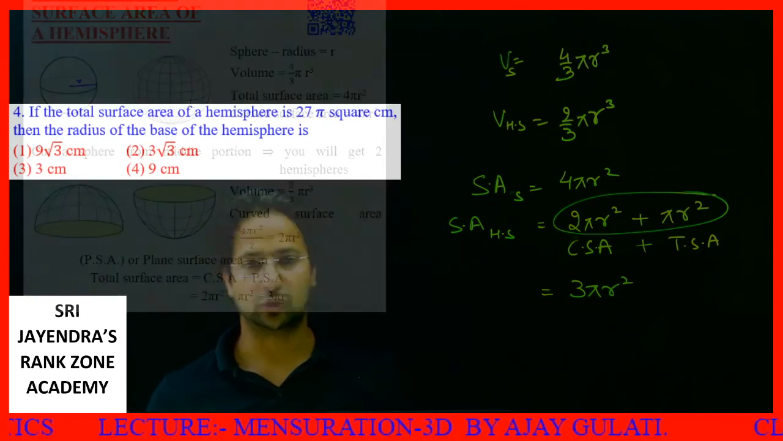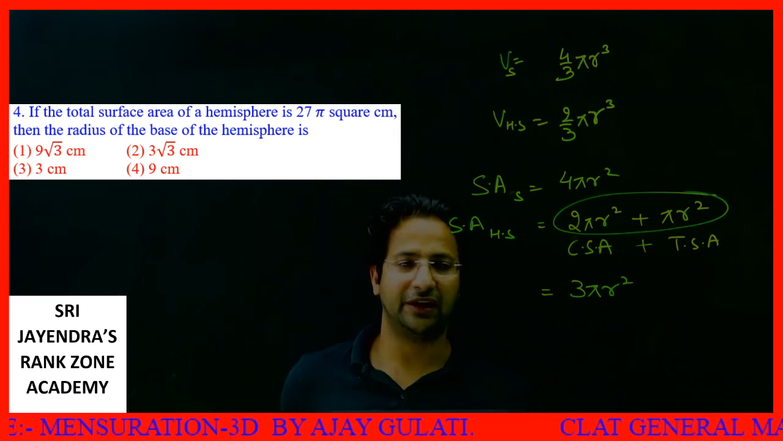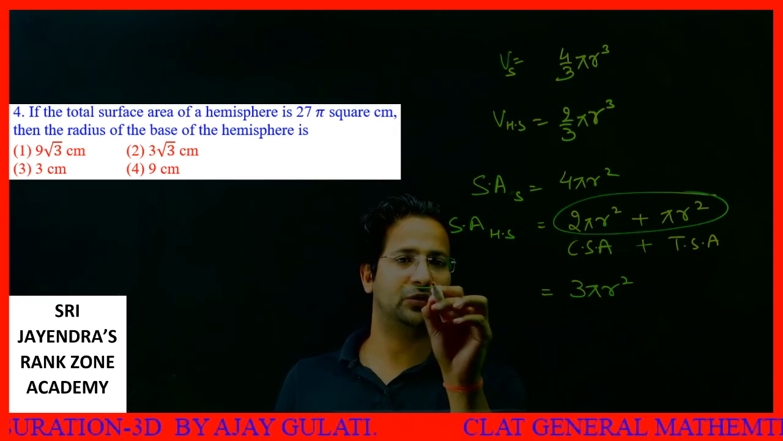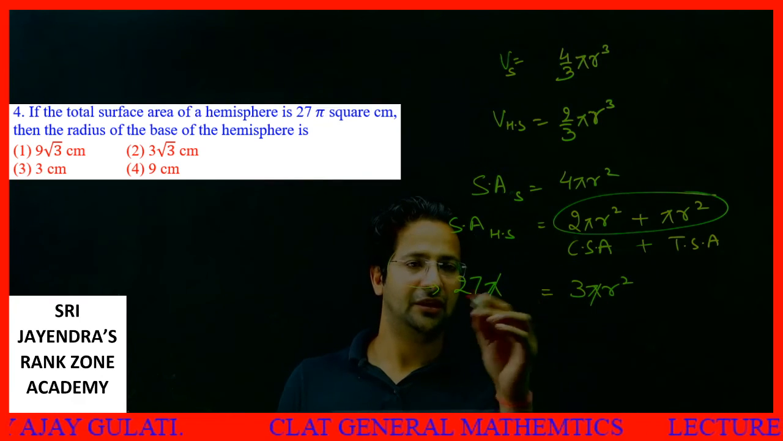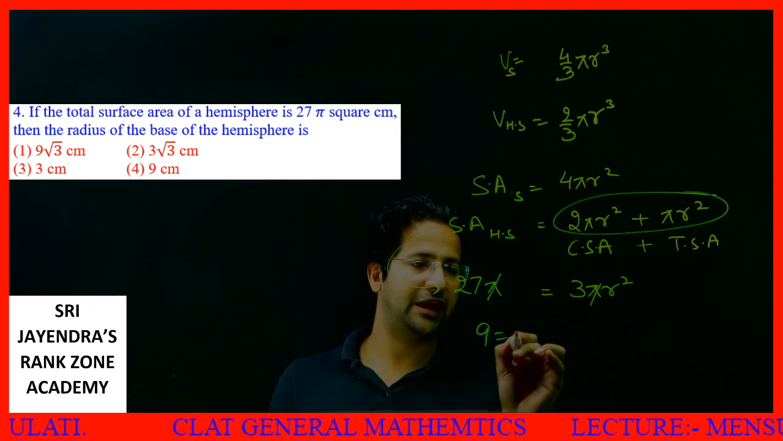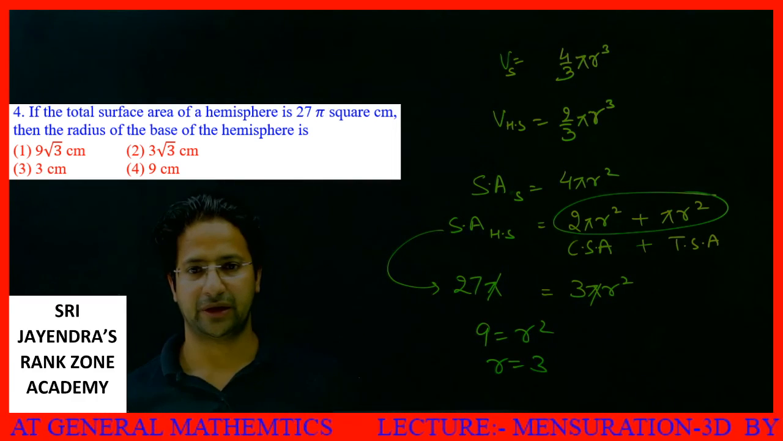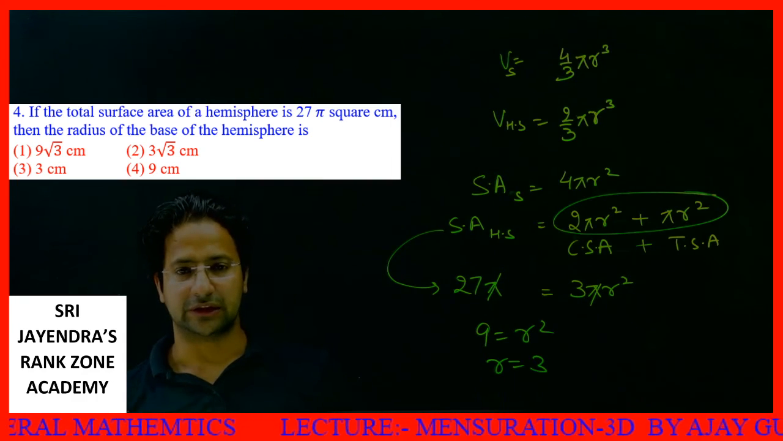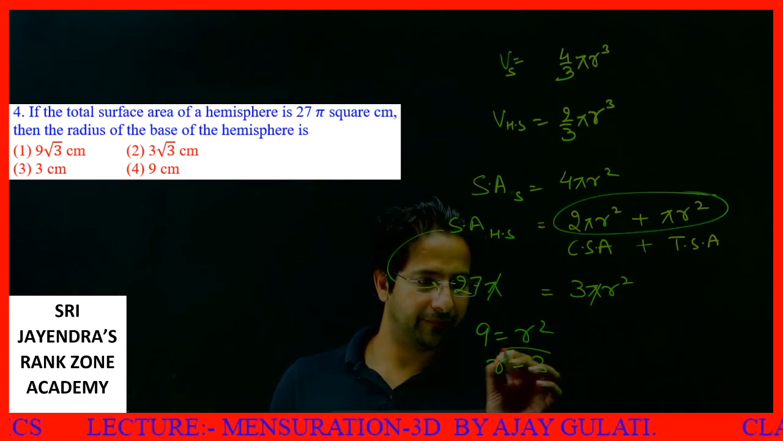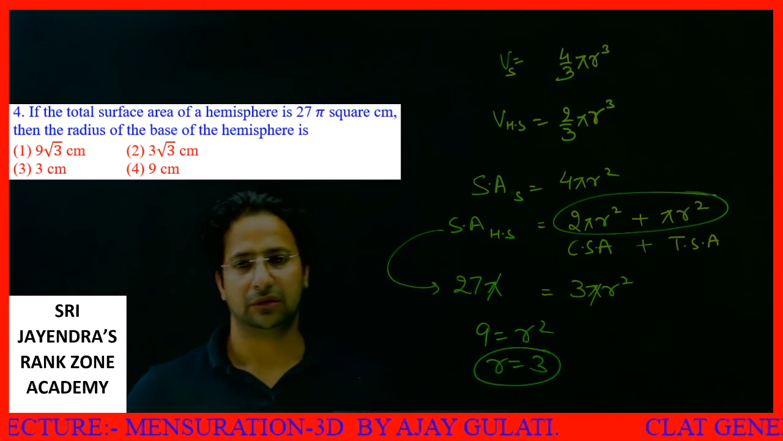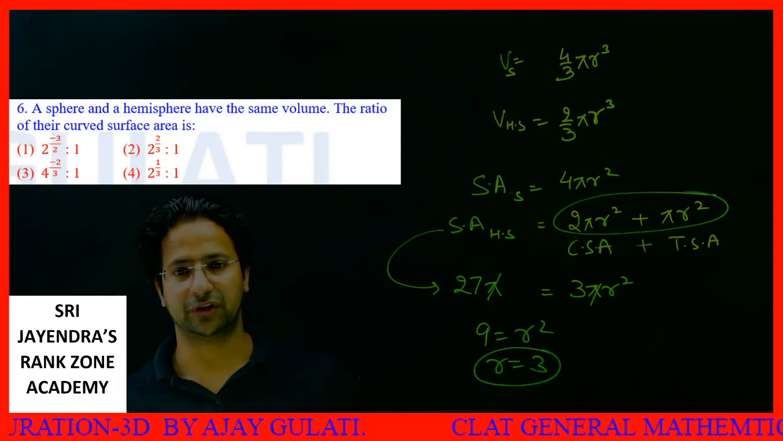Let's take a few more questions. If the total surface area of a hemisphere is 27 pi, here it is given to us as 27 pi, cancel. So 3 cancels with 9 gives me 9 is equal to r square, or r is equal to 3. Then the radius of the base of the hemisphere is required, and we have already got it. Okay. Let's take the next question.